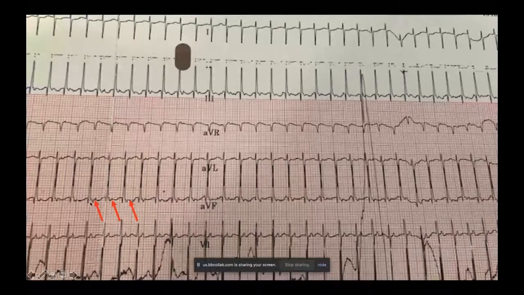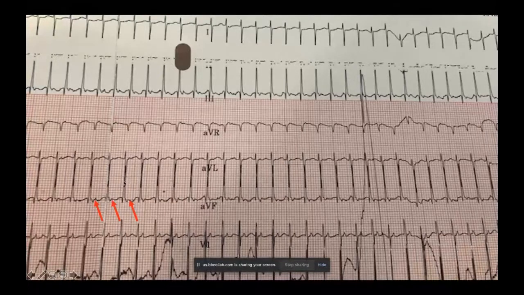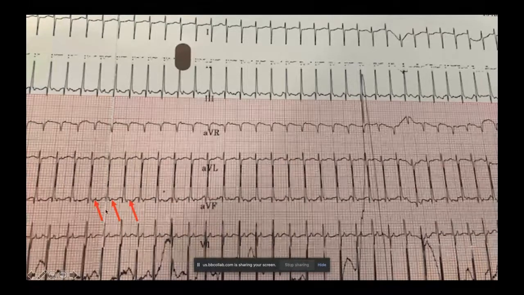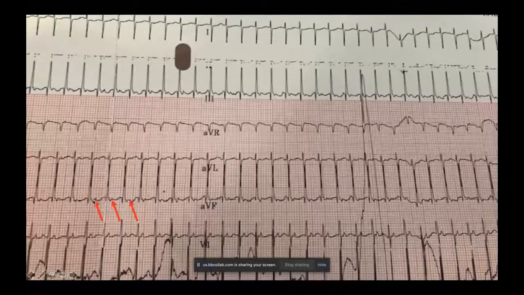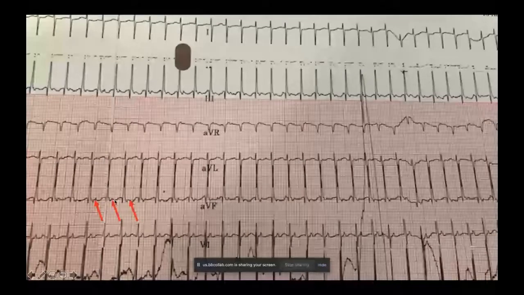So in this patient, this is the same strip we just looked at. If you look closely, this is a fast heart rate, about 280 beats a minute. So it's unusual for this to be sinus tachycardia. If you look very closely at my red arrows, you can see small P waves that are marching through and related to your QRS complexes.